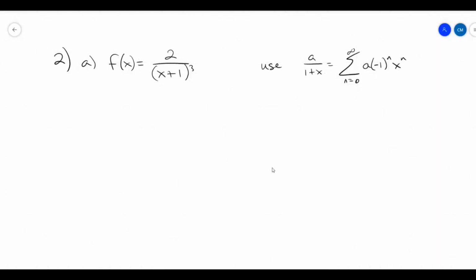Okay, now, again, the goal is to try to make it look as much as possible like that. A number divided by 1 plus x to the first power. Well, we have a problem here because that's not a first power, that's a third power. So how are we going to use that power series if we have a third power there instead of a first power? What do we do? This is where taking derivatives and antiderivatives comes into play, okay?